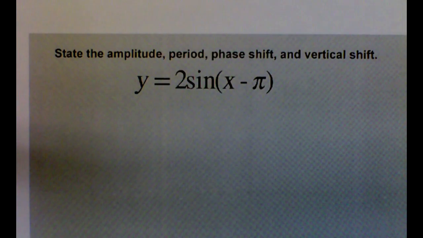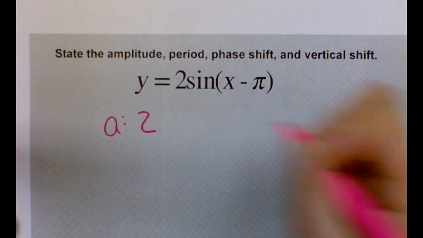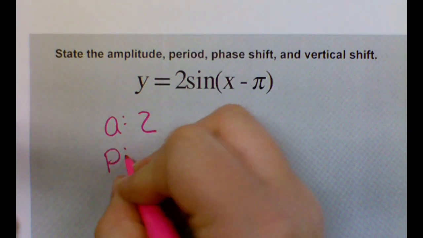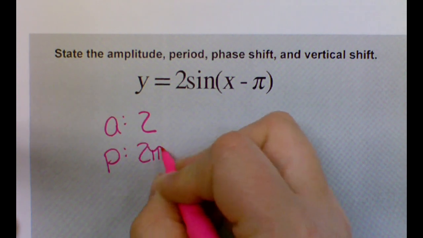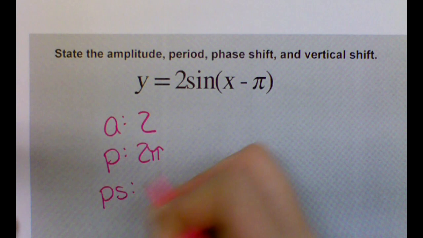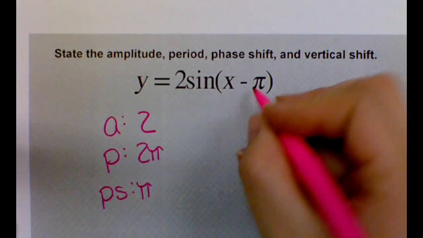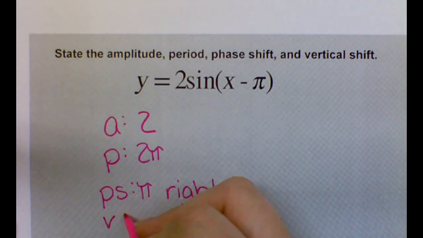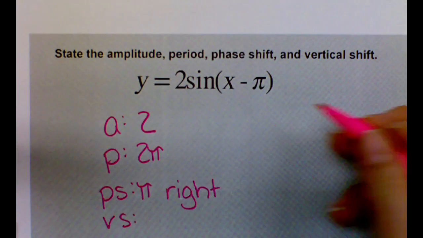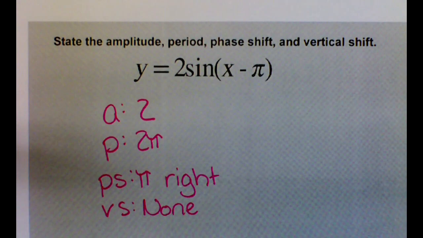So, amplitude, period, phase shift, and vertical shift, now adding it all together. Amplitude is still that number out front. That is 2. Period is still the number multiplied by the x, 2 pi over that, which is just 2 pi. Phase shift is any number added or subtracted in with the x. So that's a pi. Since it's minus, it's pi to the right. And vertical shift, any number added or subtracted outside. For phase shift and vertical shift, there can be none. None is an acceptable answer.